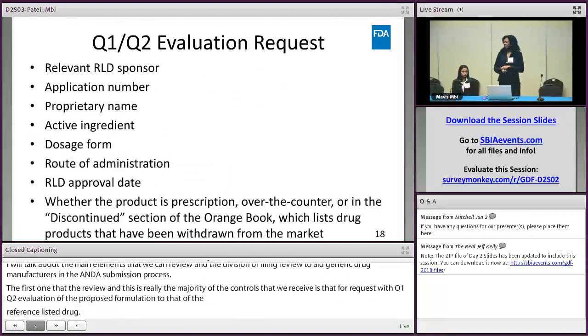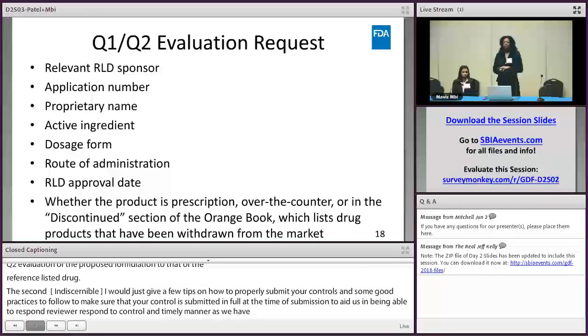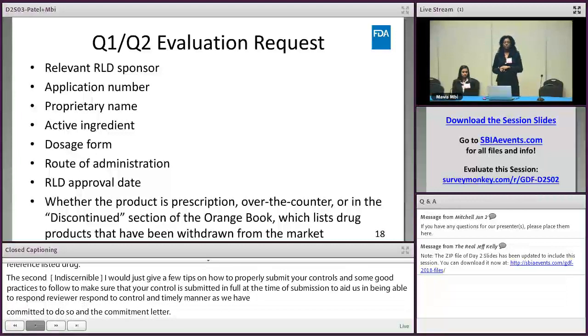So I'll just give a few tips on how to properly submit your controls and some good practices to follow to make sure that your control is submitted in full at the time of submission, to aid us in being able to review and respond to your control in a timely manner, as we have committed to do in the commitment letter. All Q1, Q2 evaluations should reference a relevant RLD, and all RLD information should be provided in detail at the time of submission of your control, including the RLD application number, proprietary name, active ingredient, dosage form, route of administration, the RLD approval date, and to indicate whether the RLD is a prescription, over the counter, or in the discontinued section of the Orange Book.